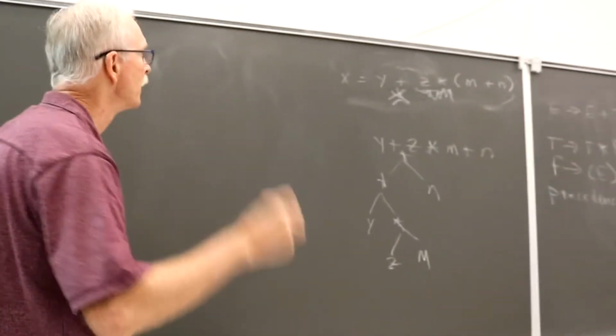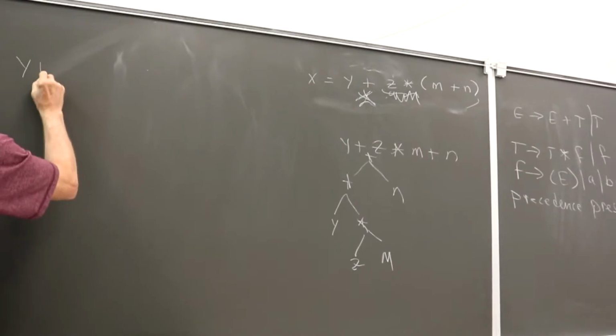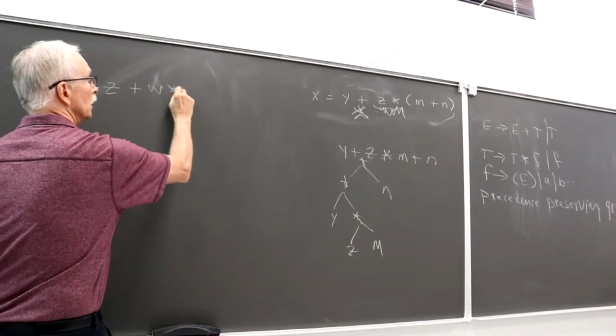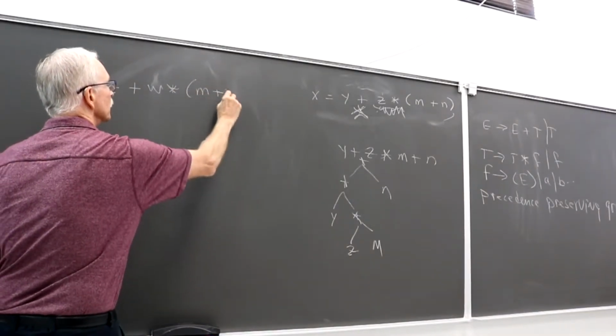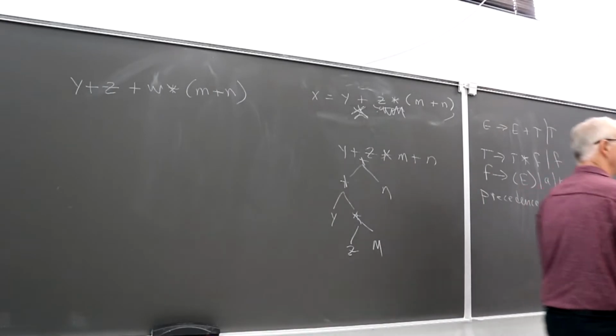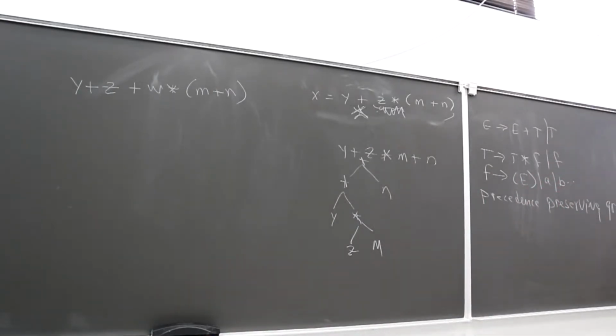That's good. Now, if I wrote this though, y plus z plus w times m plus n. That's what I had in mind. Now it's going to add the y and z first, because they're the same precedence, so it can. I think my program is correct.